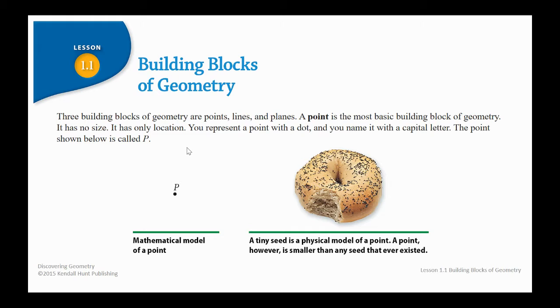When we draw it, we always draw it with a dot, and then we label it with a capital letter. And the idea here is that you could think of a point kind of like a tiny, tiny little speck. It is basically infinitely small in every single direction. No measurements, no length, no width, none of that, just one specific place.